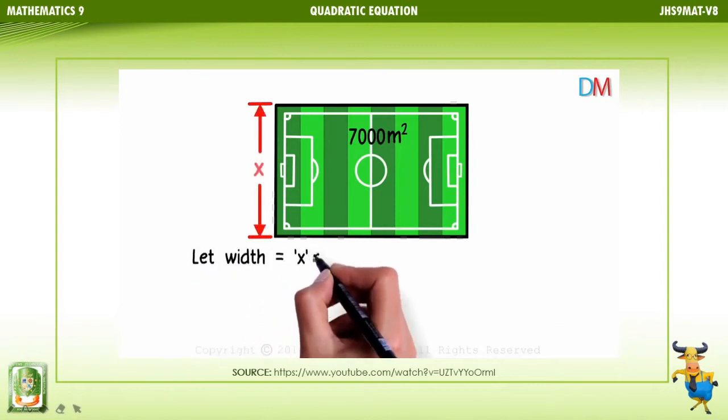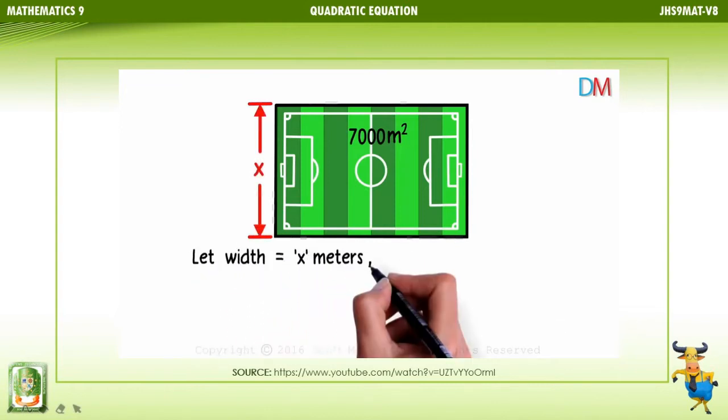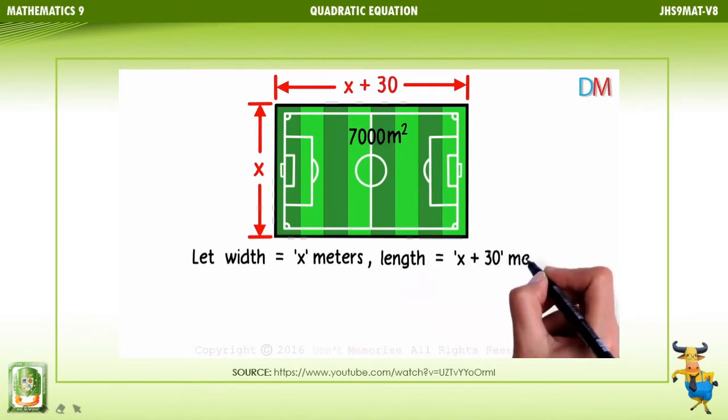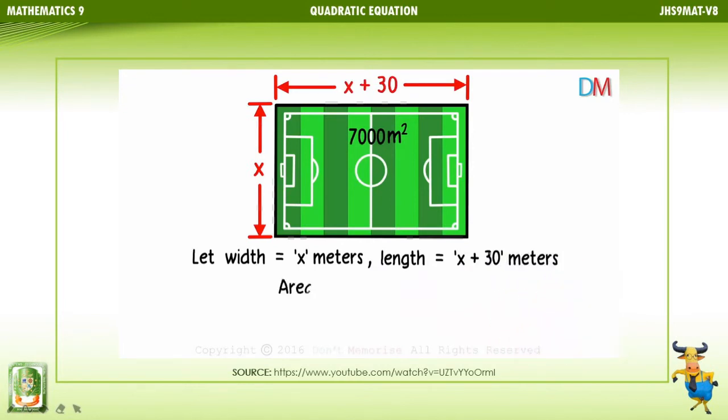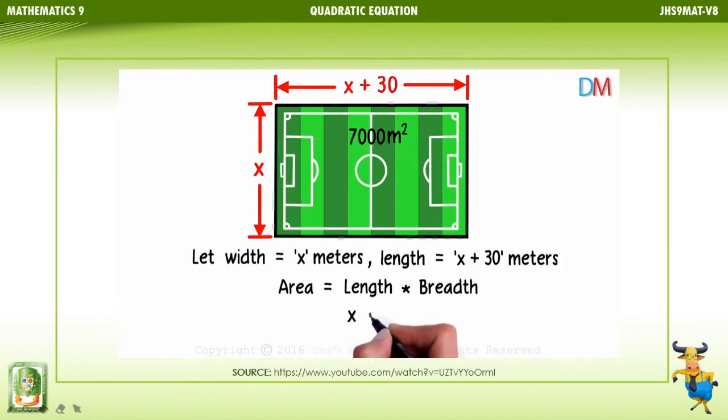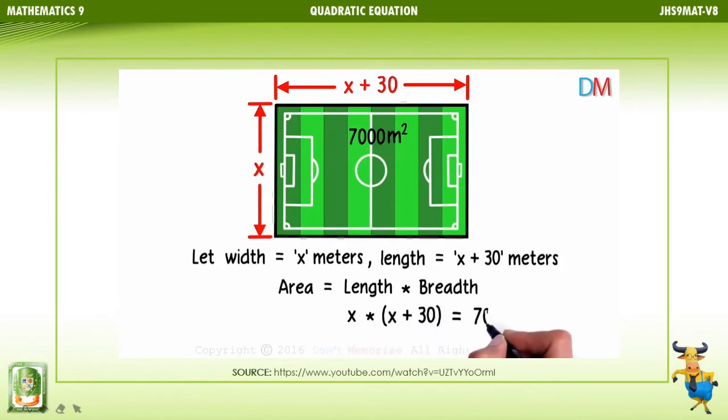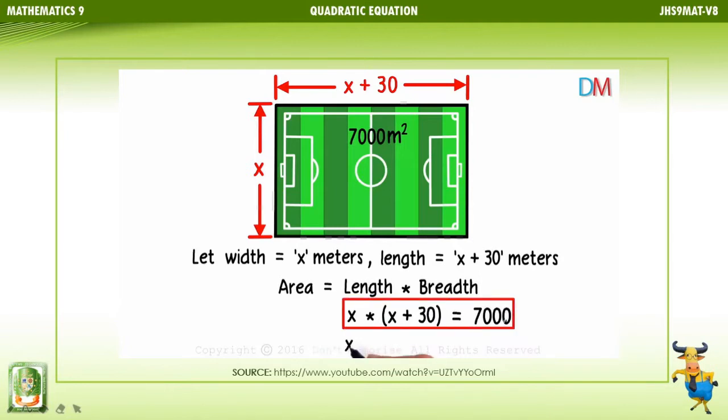If its width is x meters, and based on the condition given, its length will be x plus 30 meters. The area of a rectangle is nothing but the product of its length and breadth. Hence, x times x plus 30 will equal 7000. Rewriting this will give us the quadratic equation x squared plus 30x minus 7000 equals 0. And this is nothing but a quadratic equation. But how will this give us the value of x? That's what we will learn in the coming videos.